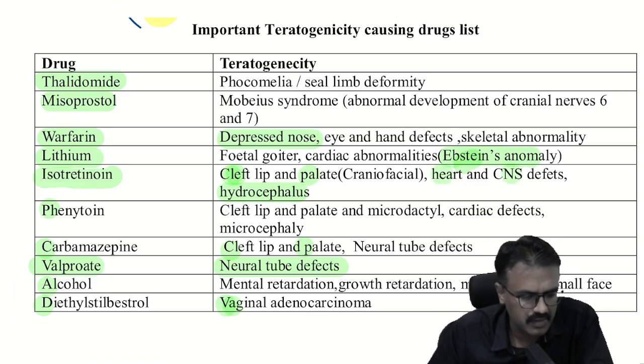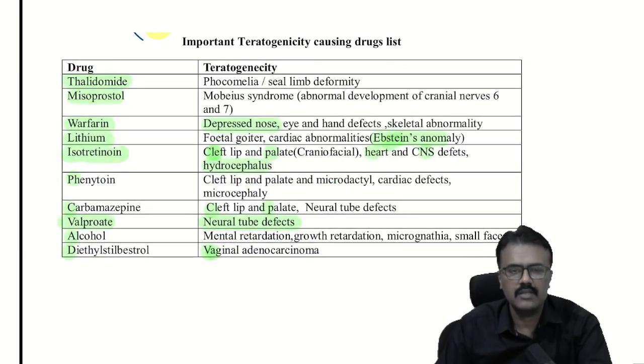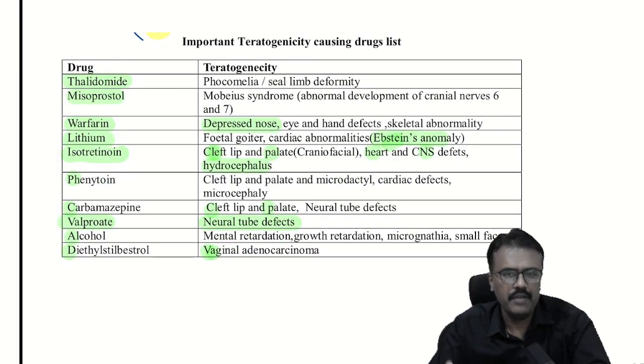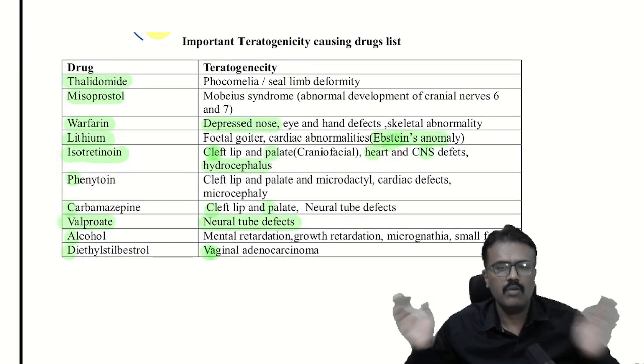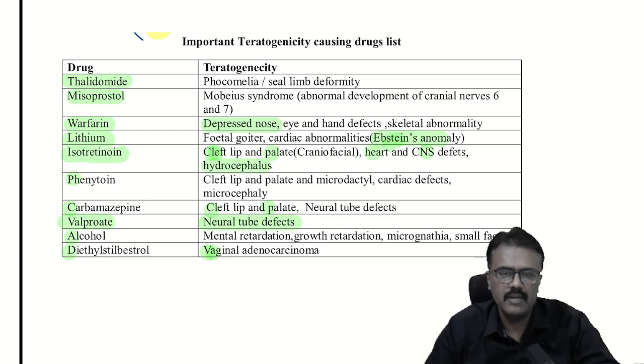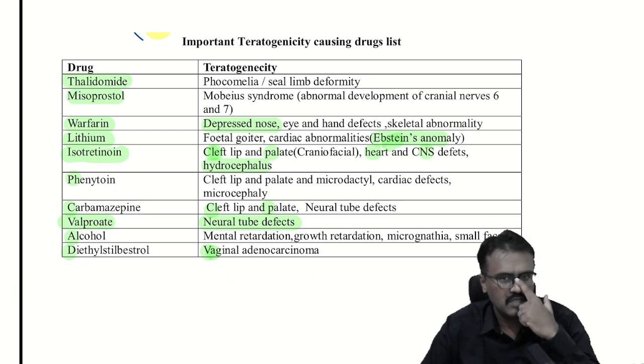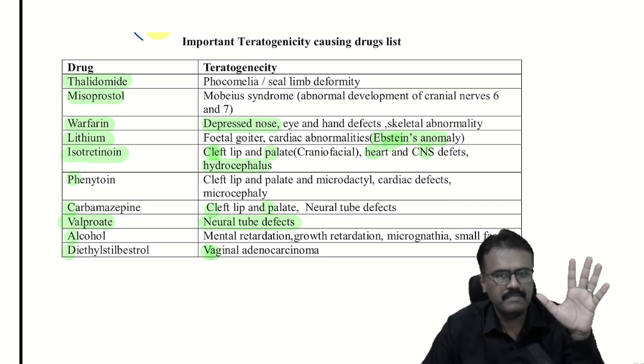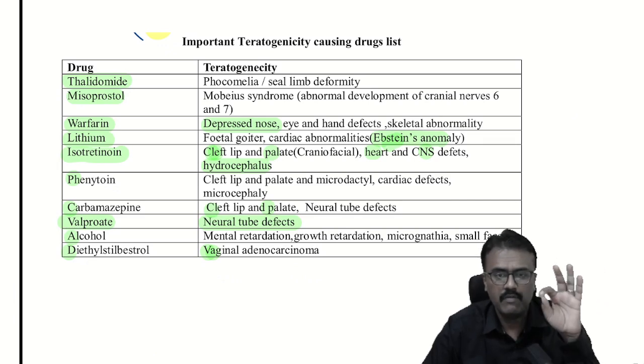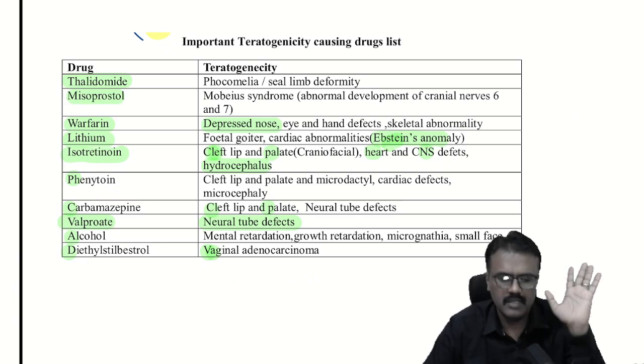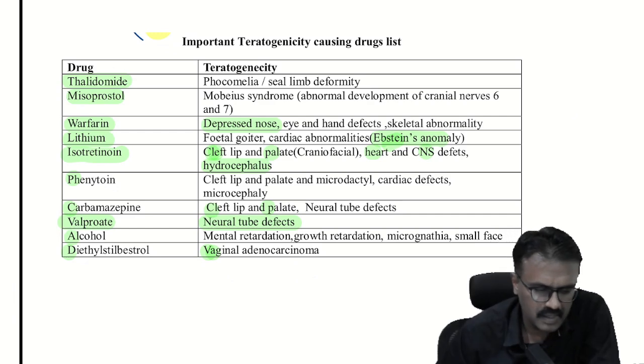I hope you are clear with this. So these are the major teratogenic drugs, and I told you how to identify them. Let me repeat. Phocomelia means thalidomide, Mobius syndrome, misoprostol, then depressed nose, skeletal problem, warfarin, then neural tube defect, valproate. If there is mental and growth retardation, alcohol, right? So remember mainly this. Ebstein's anomaly means lithium.